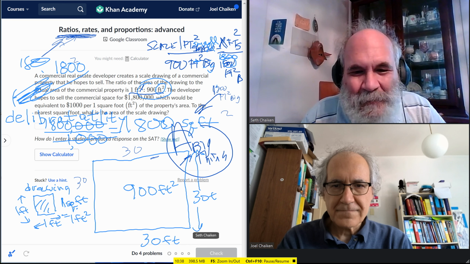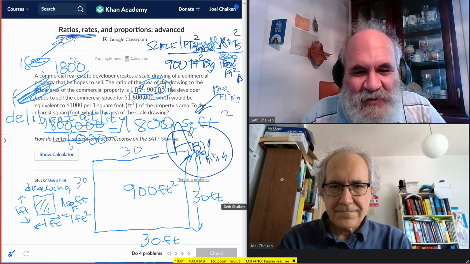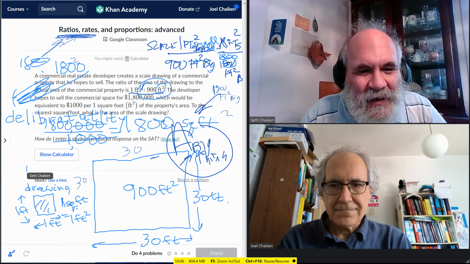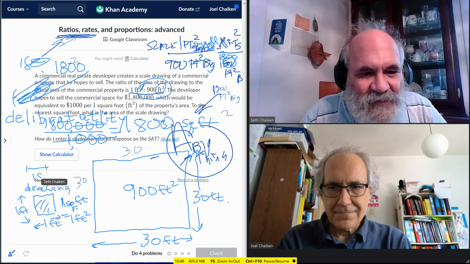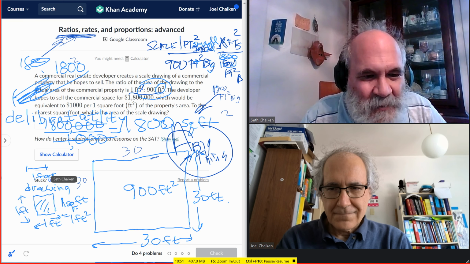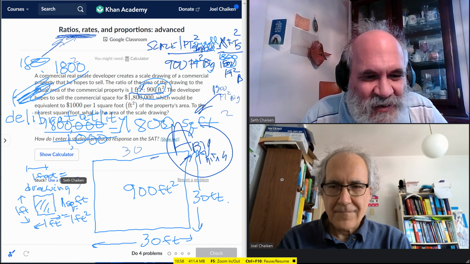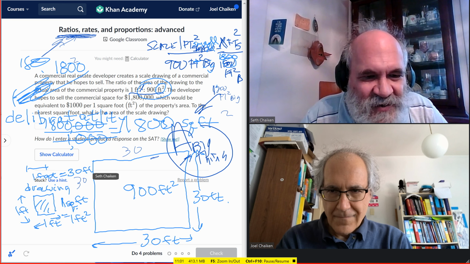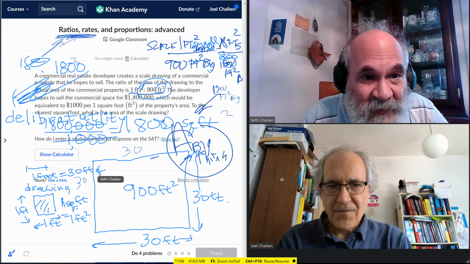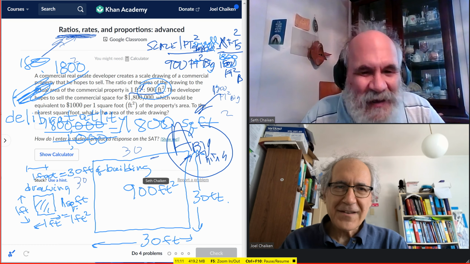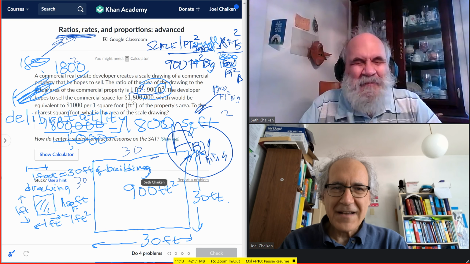Okay. So the length scale: 1 foot on the map, on the drawing, equals 30 feet on the building. Yeah, but they're not asking for any of that. Okay. That's not part of the problem.